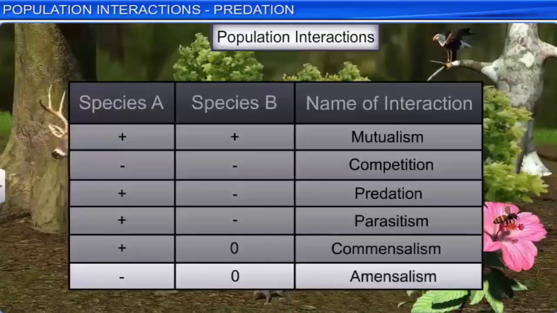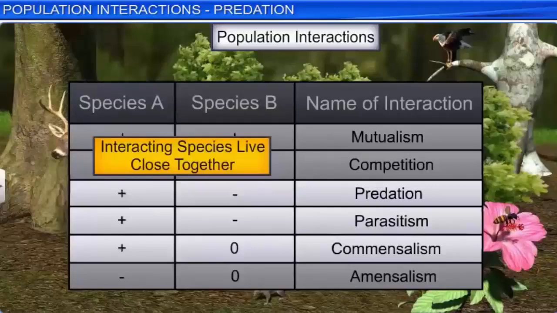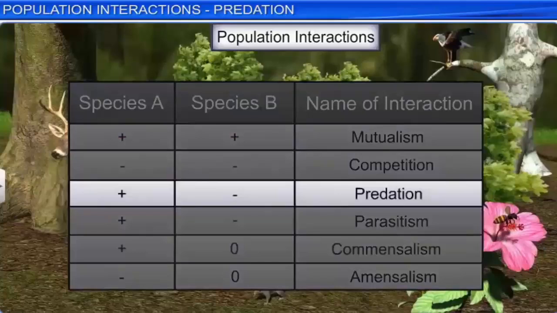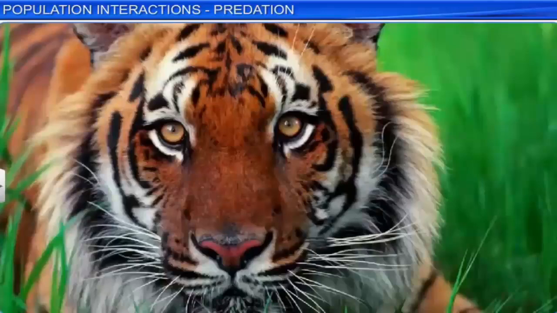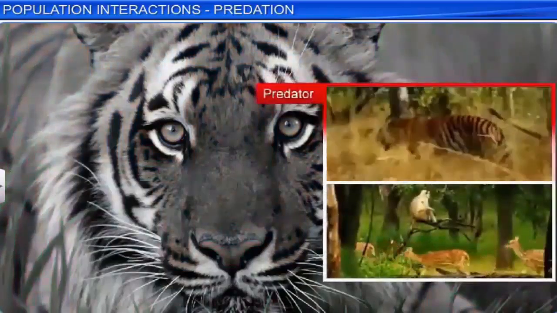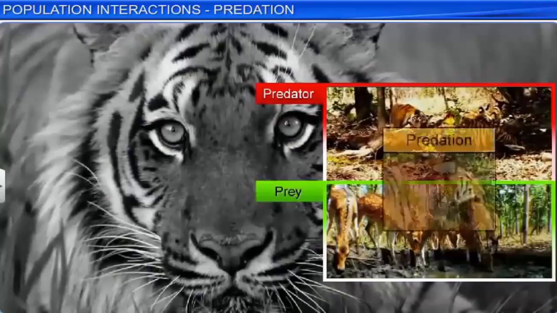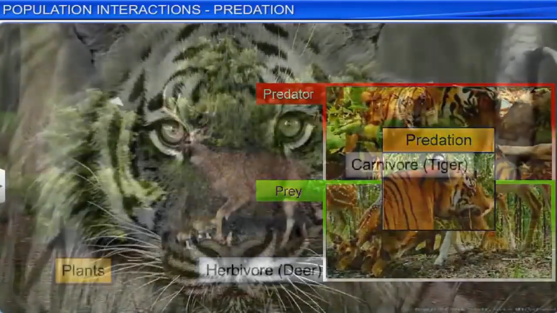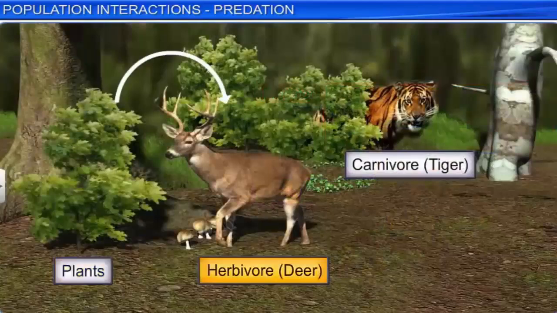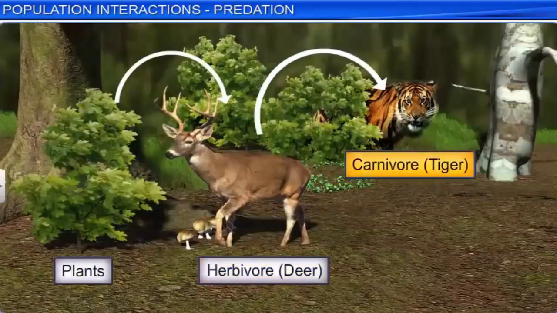Interestingly, a common feature seen in predation, parasitism, and commensalism is that the interacting species live close together. Let's look at predation in detail. When members of one species called the predator feed on another species called the prey, the interaction is known as predation. For plants, herbivores are the predators, which in turn are predated by carnivores. In fact, predation helps in the transfer of energy from one trophic level to another.